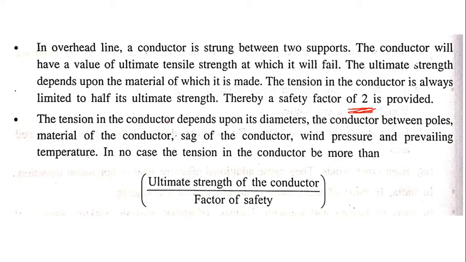The tension in the conductor depends upon its diameter, the span between poles, the material of the conductor, the sag of the conductor, wind pressure, and prevailing temperature. These are the several conditions on which the tension of the conductor depends. In no case should the tension in the conductor be more than the ultimate strength of the conductor divided by the safety factor. Our safety factor is 2 here.